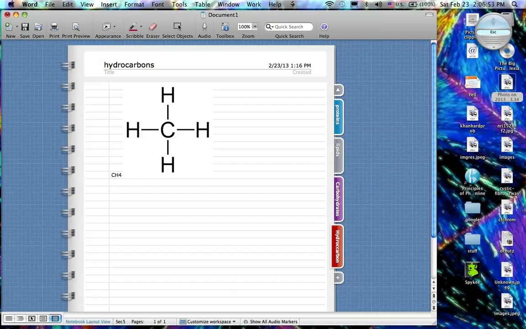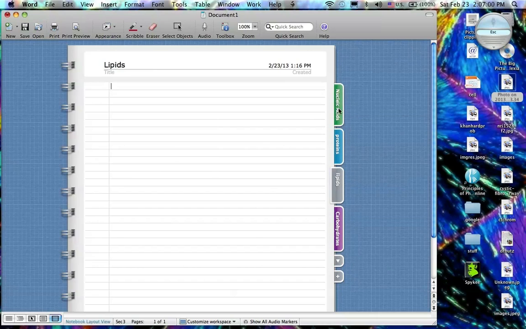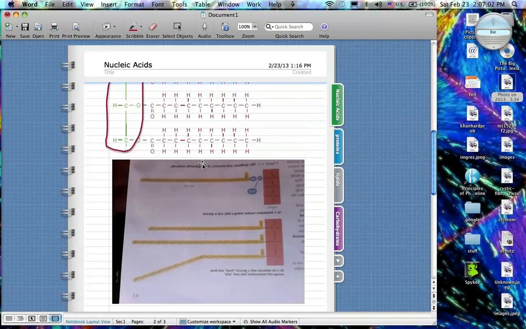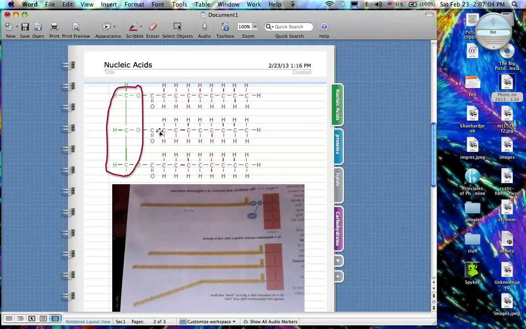There are hydrocarbons in gasoline and octane. There's also hydrocarbons in lipids, as I said earlier. The lipids here, these are hydrocarbons. As you can see, it's a bunch of carbon and hydrogen. And that's basically what an organic compound is. That's basically what a hydrocarbon is. And that's basically all I've got for you today.